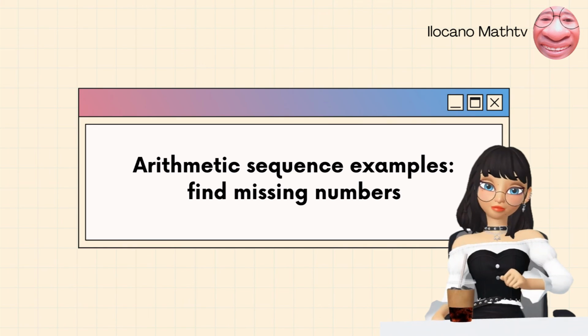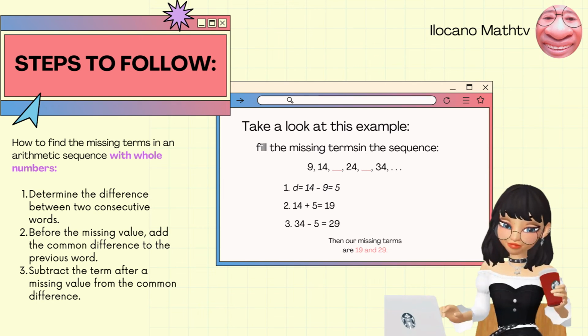Now, how about if the arithmetic sequence has missing numbers? There are also steps to follow. With whole numbers, first, you have to determine the difference between 2 consecutive numbers. Second, before the missing value, add the common difference to the previous number. And then lastly, subtract the common difference from the term after a missing value.